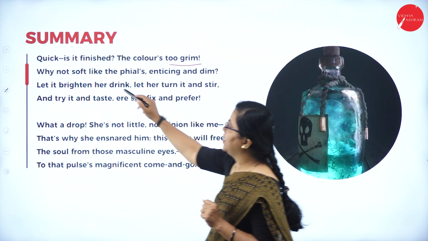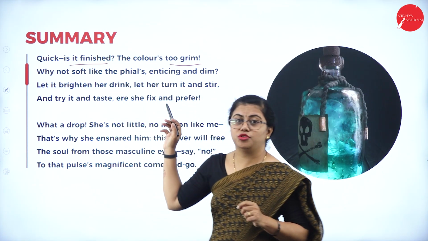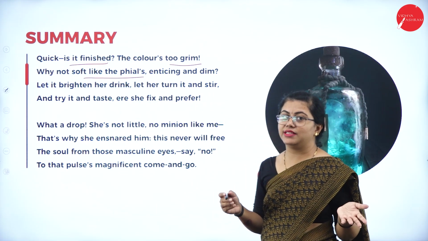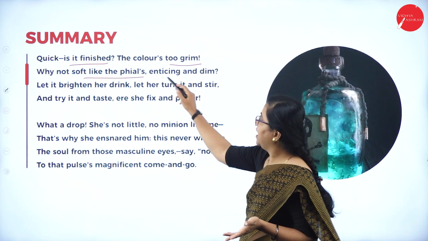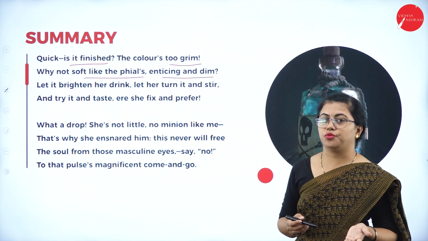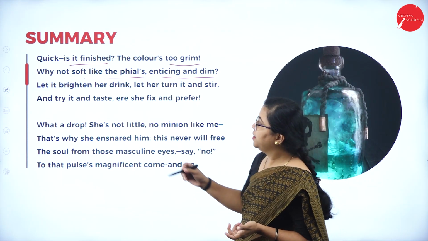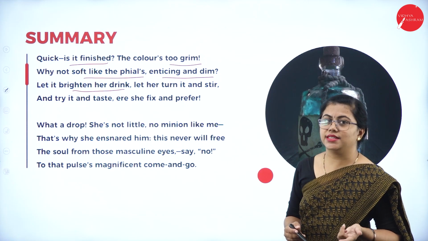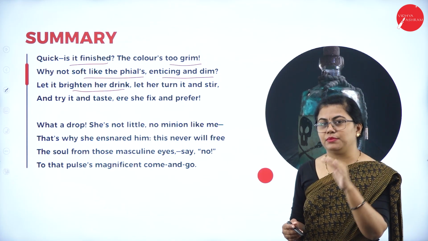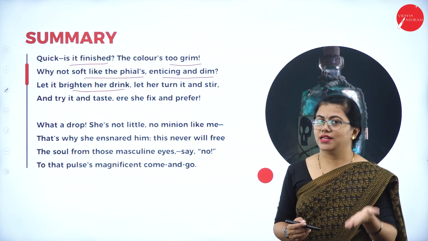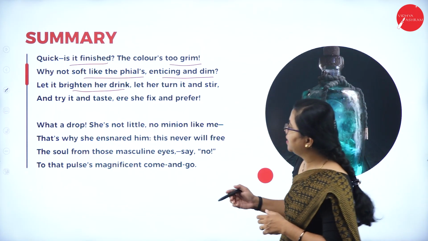So she is asking, is it finished? The color has become too grim. Why not soft like the fields? So she is talking about the fields color there. Enticing and dim. Enticing and dim means it should be a little more attractive. It is dim now. Let it brighten her drink. When that is added to her drink, it has to brighten her drink. She should not feel that something is added. She should not feel that this drink is not bright, so I should not have it. Nothing like that. It should actually brighten her drink.